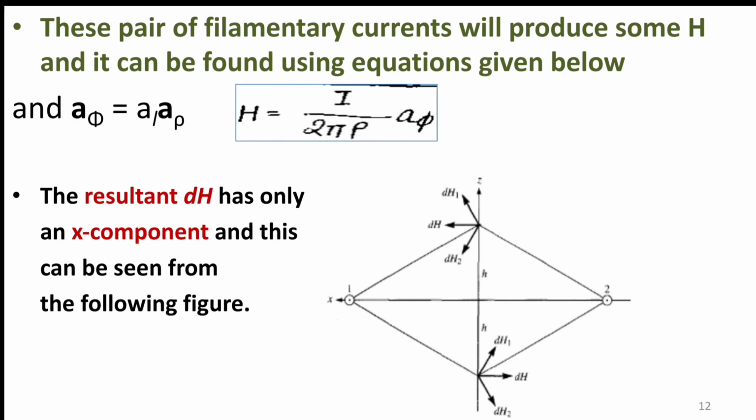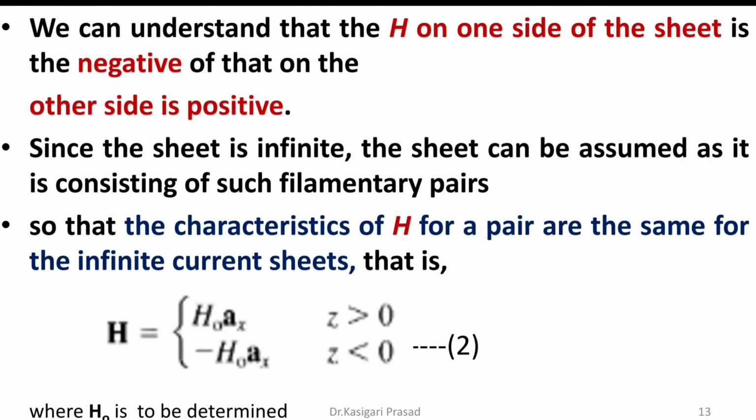And a phi is equal to a l into a rho. Now we can understand that H on one side of the sheet is negative and on the other side it is positive. The magnetic field produced on one side is negative, on the other side it is positive. Since the sheet is infinite, the sheet can be assumed as consisting of such filamentary pairs.